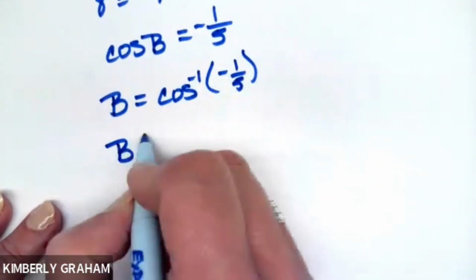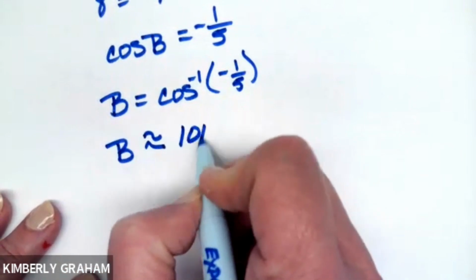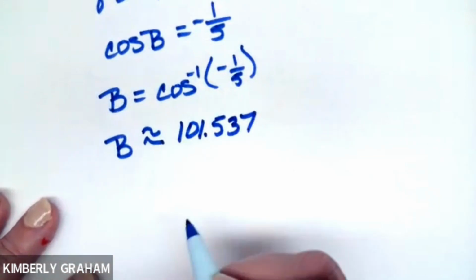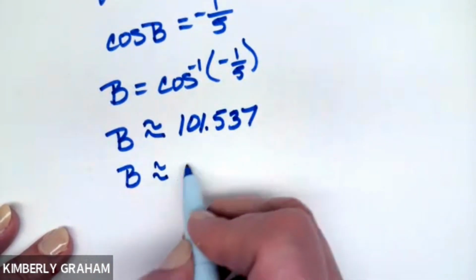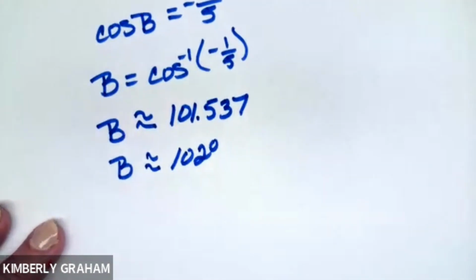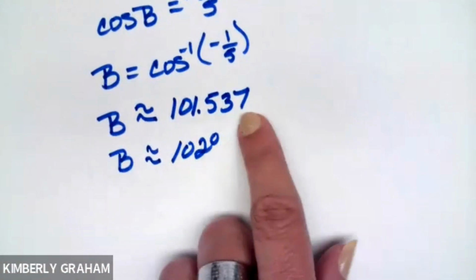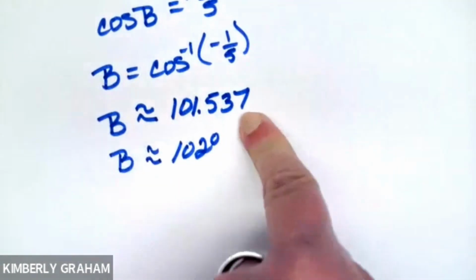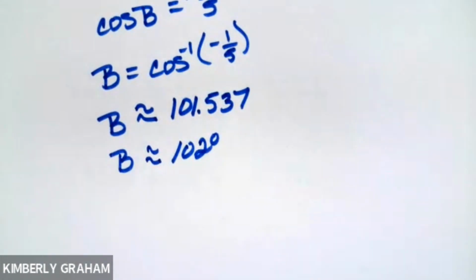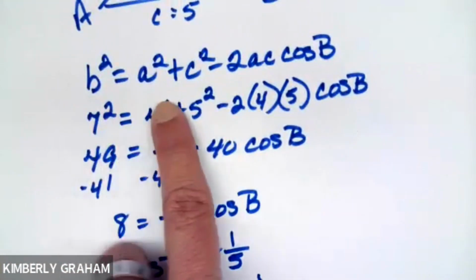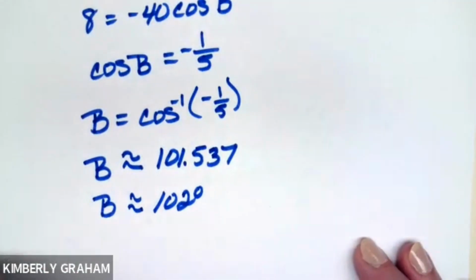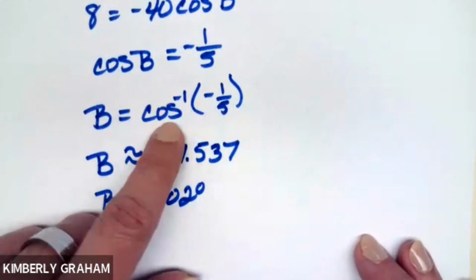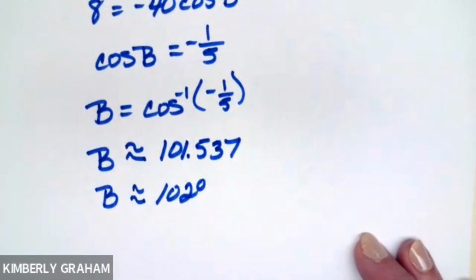And that is going to give you approximately 101.537. I believe in my MyMathLab, they're going to ask you to round to the nearest degree, so you would type in 102 for your answer, but we're going to stick with 101.537 when we're working through the rest of this problem. Once you put the numbers into your formula, the rest of this is just basic algebra, until you get down to the very last step, where you're having to use inverse cosines again.